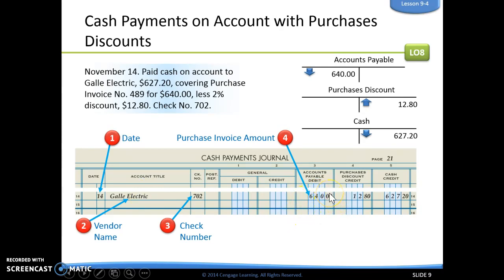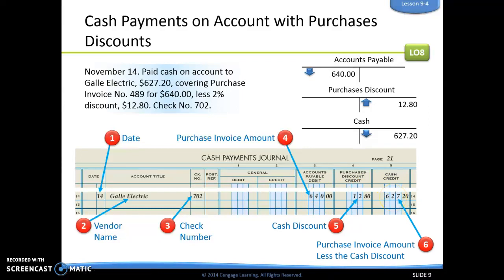Okay, so that total amount is what I actually owed them. When I initially bought from that invoice was for $640. So I'm debiting, notice it's kind of two debits in one. I'm debiting accounts payable, specifically Gal Electric. Then it tells me that I'm getting a 2% discount of $12.80. So that discount is going to go into my purchases discount, and that is a credit. The difference between these two numbers then, the amount that I owed and the discount that I received, is going to be the actual amount of cash that I paid.